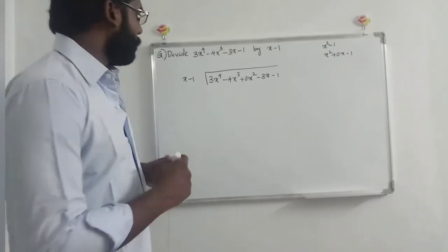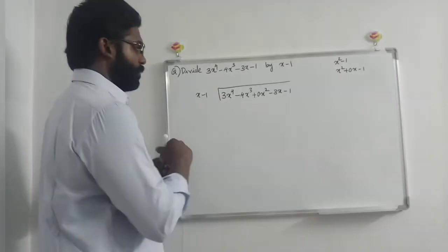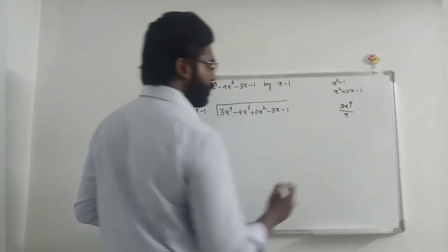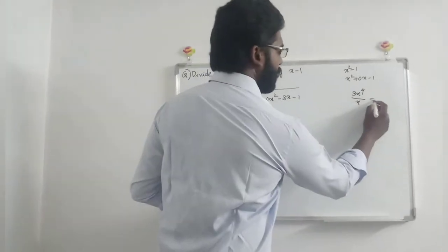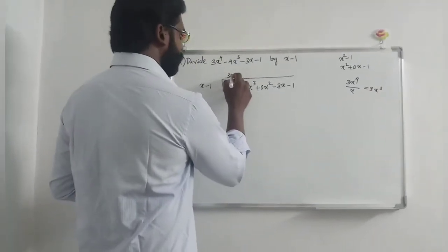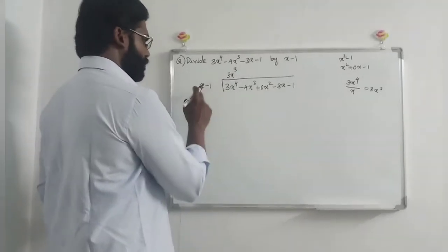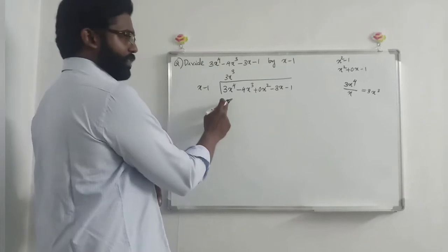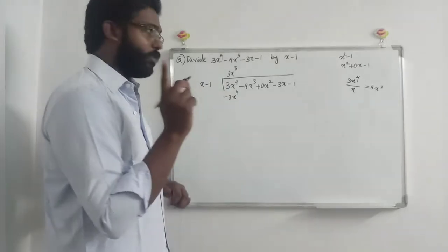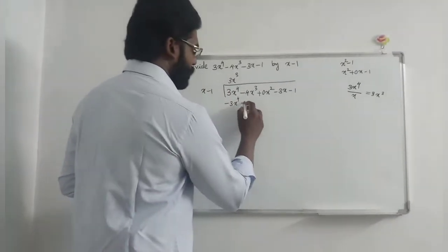You can see, our first step is to divide this first term by this first term: 3x raised to 4 by x. What's our answer? 3x cubed. Then multiply x minus 1 into 3x cubed. 3x cubed into x is 3x raised to 4, but we write minus 3x raised to 4. Change the sign, don't forget. 3x cubed into minus 1 is minus 3x cubed, but we write plus 3x cubed.